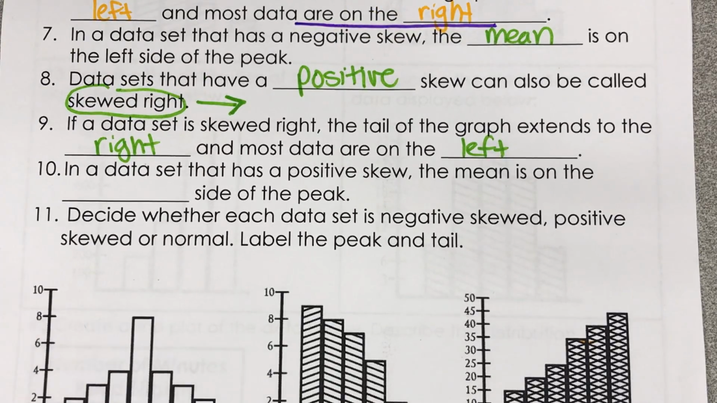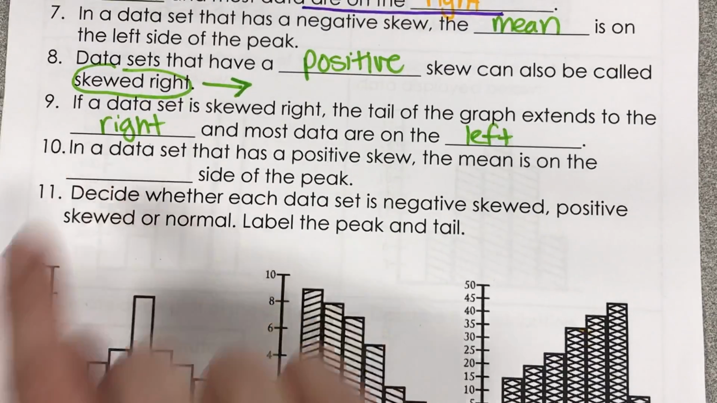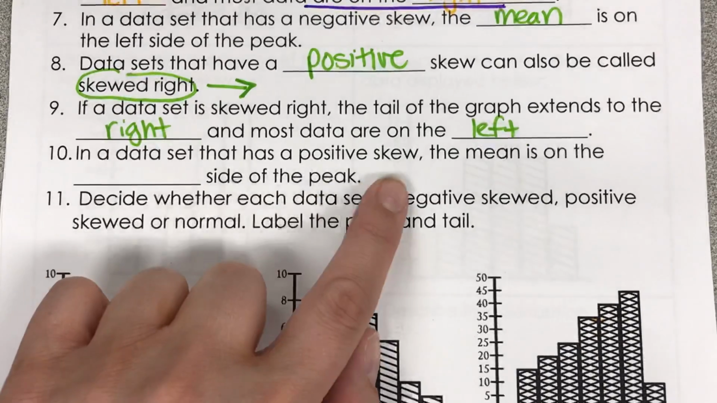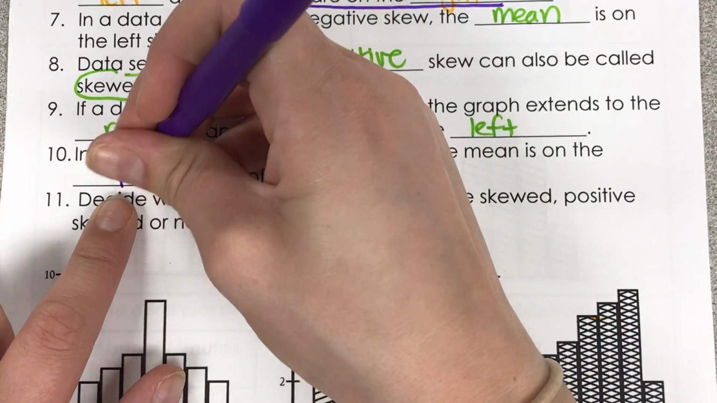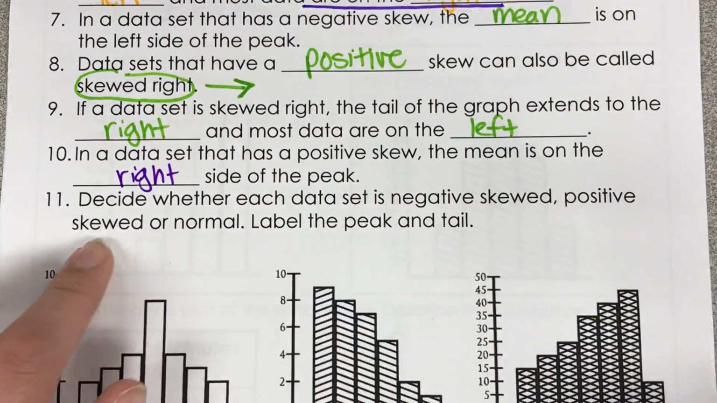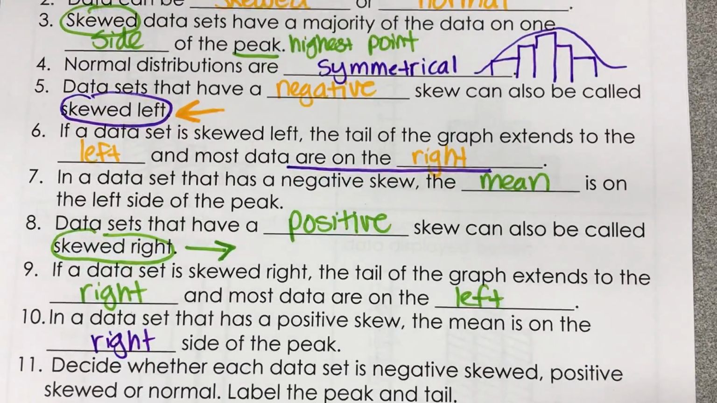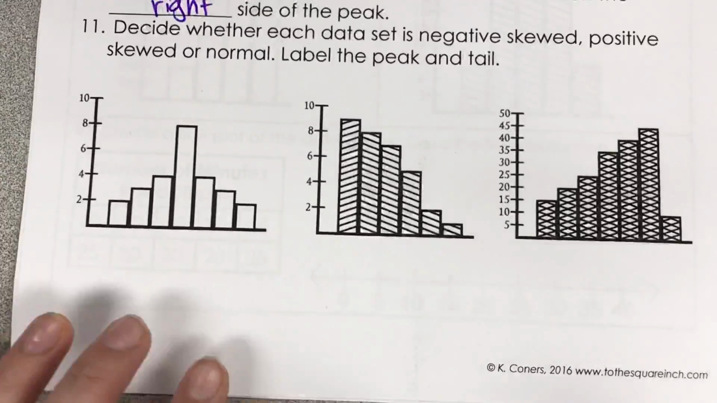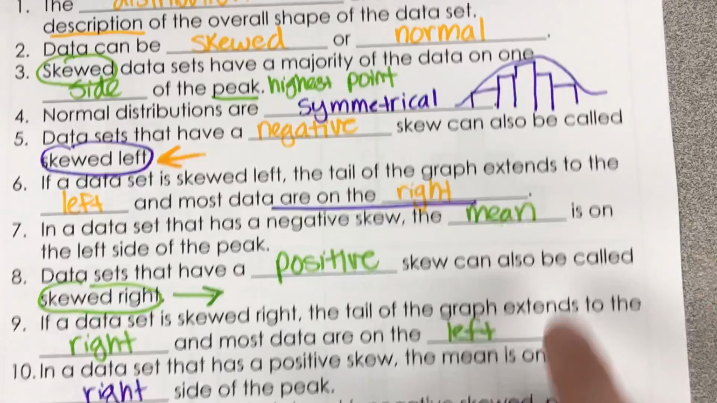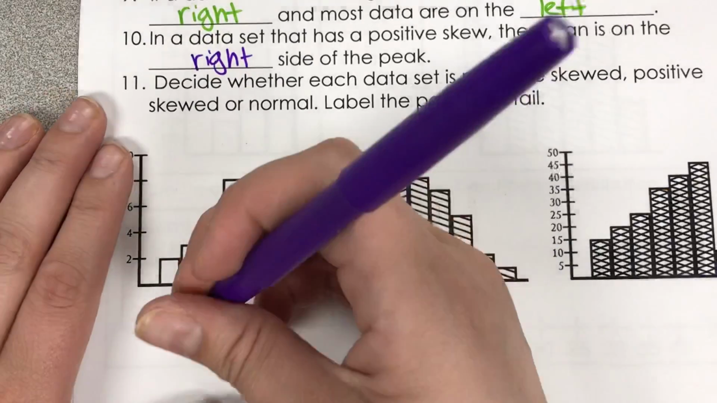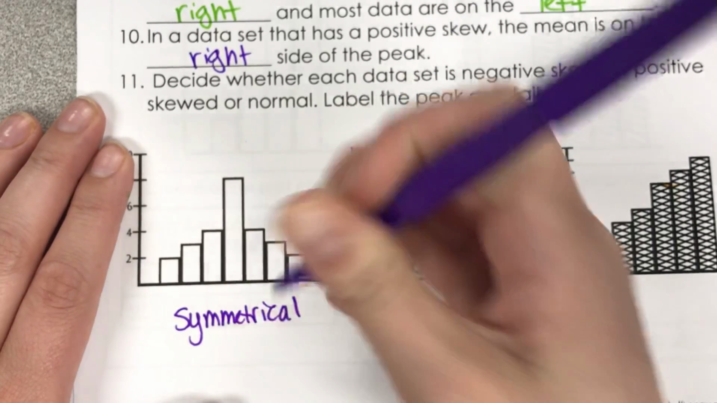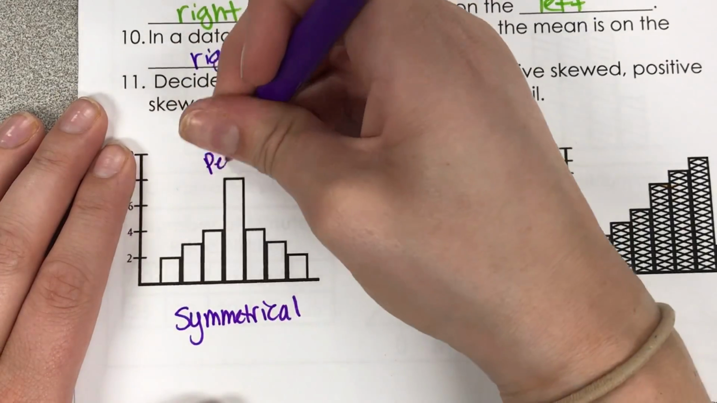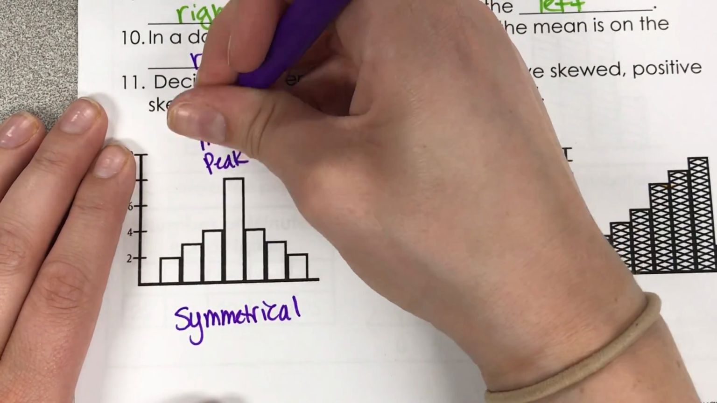I'm going to go ahead and finish up on my notes. I'm on number 10. In a data set that has a positive skew, the mean is on the right side of the data. So just make sure you have all these pieces. So looking at this, oh, that looks a lot like a drawing I did earlier because this is considered symmetrical. See how the peak is pretty much in the middle?